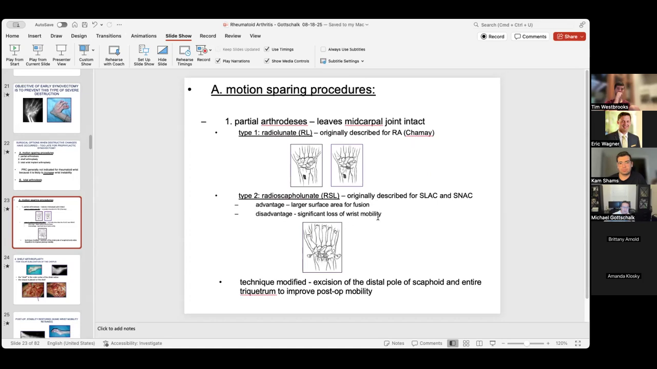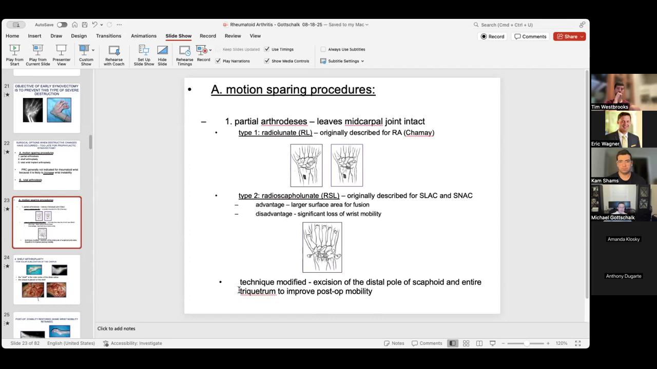The more involved one is where you do the radius, scaphoid and lunate all together. Obviously, a little bit more technically challenging, but a larger surface area for fusion. This was originally more described for SLAC and SNAC. But you also have some loss of wrist mobility with this. So you'll see some people will remove the distal portion of the scaphoid, or part of the triquetrum here to get yourself some better radial and ulnar deviation, and it works okay. When we reviewed this, if I recall, I don't know that there was a huge difference in complications between the two, but something to be aware of.